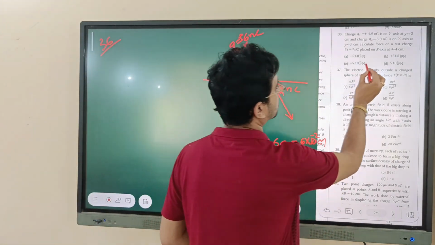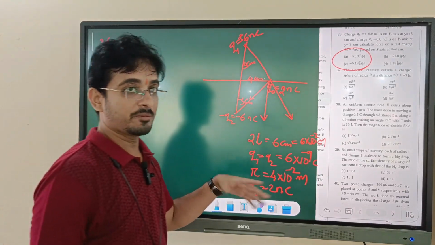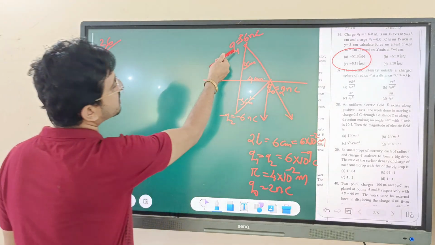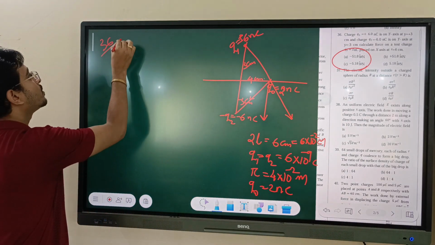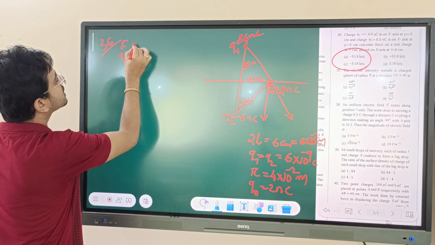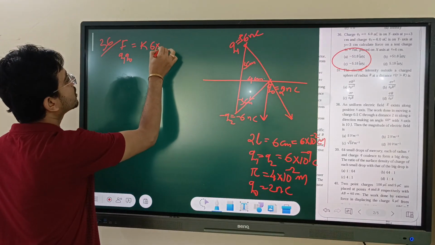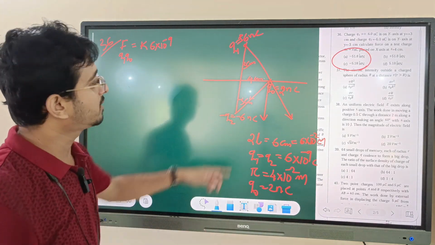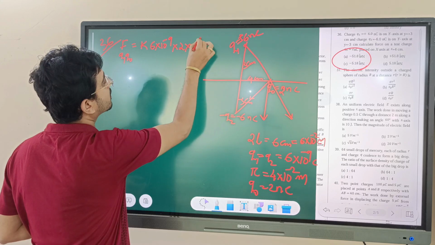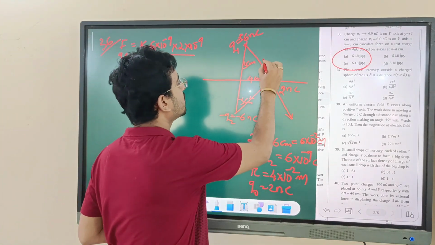There are two options, A and C. From A and C I have to find out which one is correct. Then how can I find out? Let me find the force between first Q1 and Q0. Force between Q1 and Q0 is equal to K into the magnitude of Q1, 6 into 10 to the power minus 9, and the magnitude of Q0, 2 into 10 to the power minus 9, and their distance of separation is, this is 3, this is 4, this will be 5.